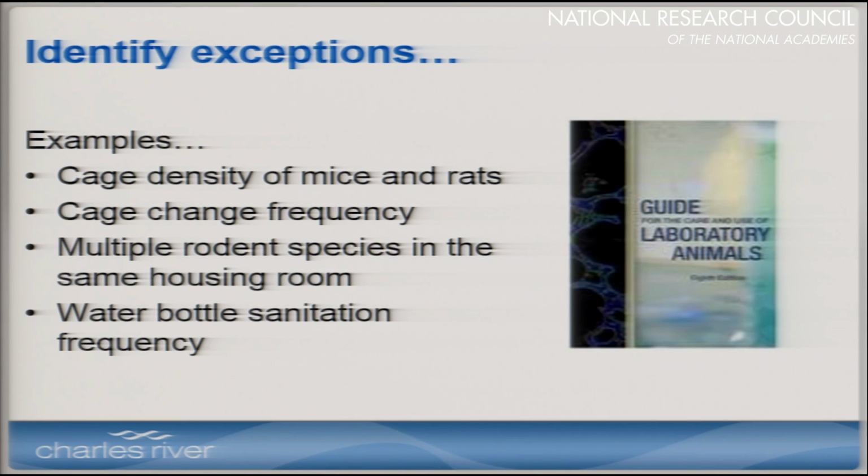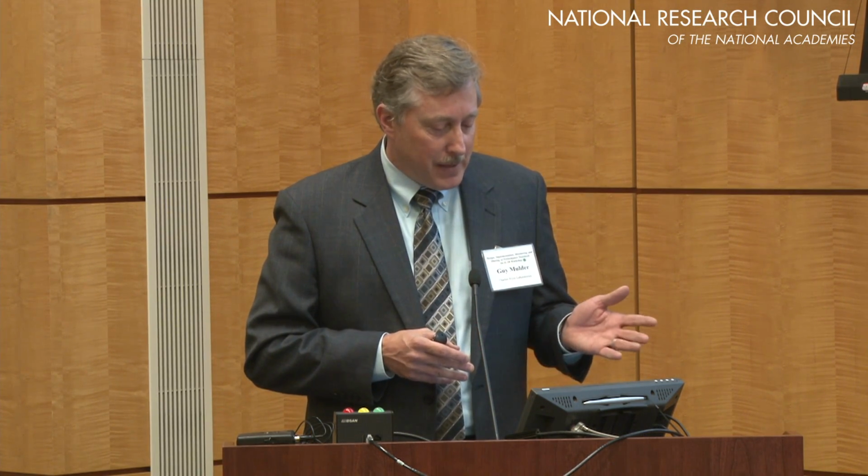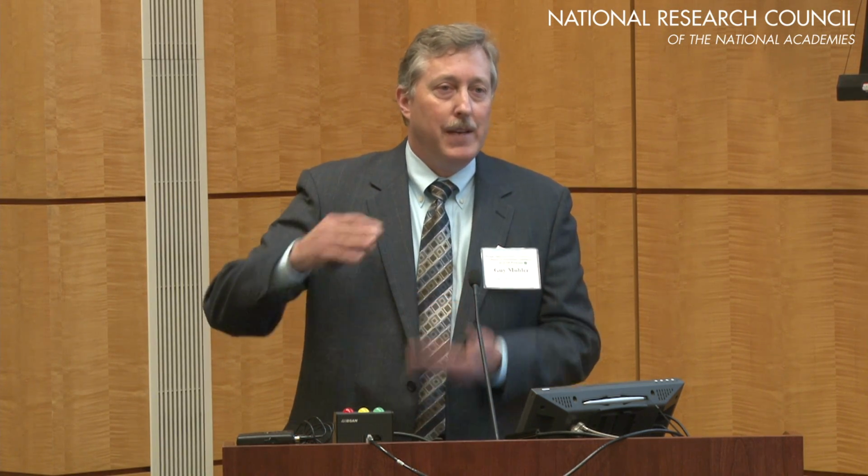We have a variance for multiple rodent species in the same housing room, generally mice and rats sharing the same housing room. Separate cages, obviously, but same tertiary space. And a water bottle sanitation frequency. And we developed evaluation criteria for each of these that were unique to the question that we were asking. If we clean a bottle every 7 days or allow it to go to 14 days, is there really a difference in water quality? And how would we assess that? So that's a general approach we've taken to all of these questions.